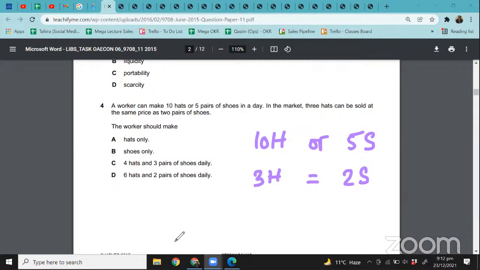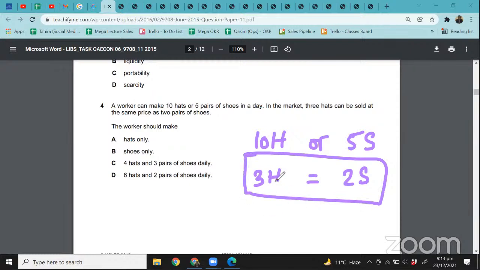So 3 hats are sold at the same price as 2 pair of shoes. What should the worker make? Right? So let me give you a hint. The best way is to assume a value, right? So this is true. We know 3 hats is the same as 2 shoes, right?